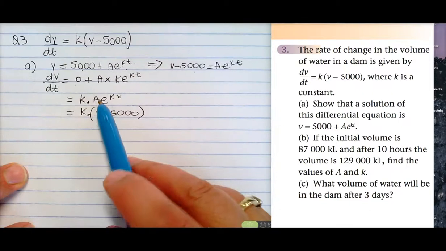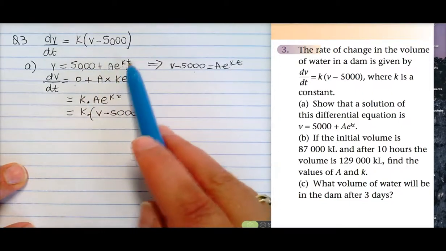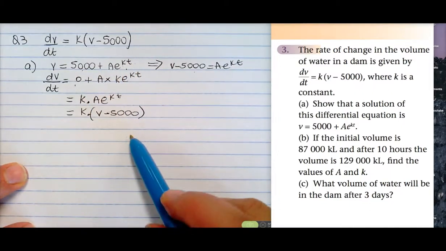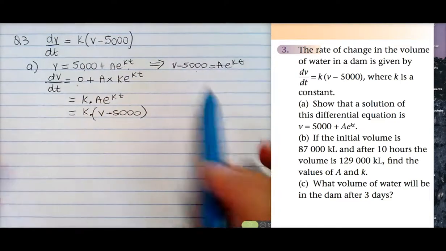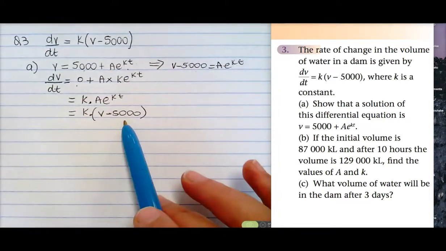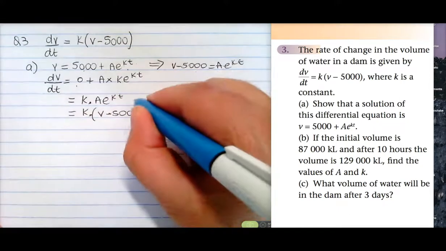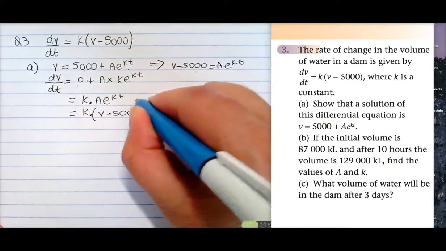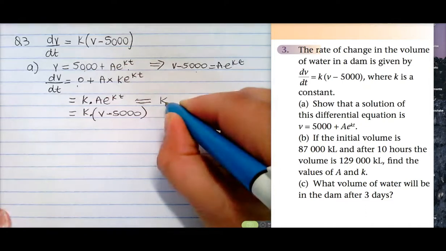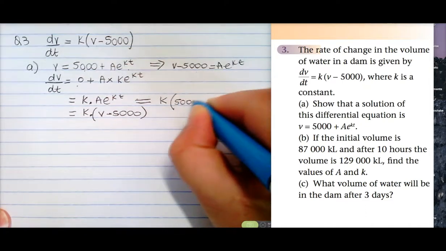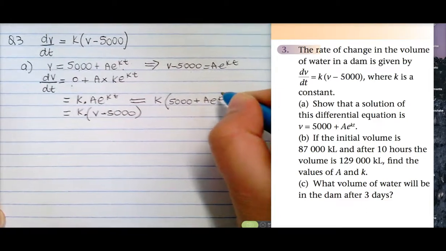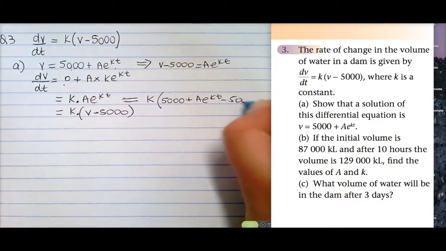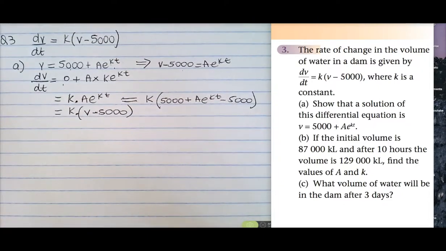Or you go 5,000 plus AE to the KT minus 5,000. Do you know what I mean? So which way do you want to do it? That way? Or you write that, your other option, or you go like this, K bracket 5,000 plus AE to the KT minus 5,000. That's your other option. Do you not understand what I'm doing?